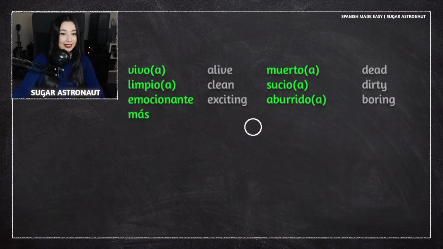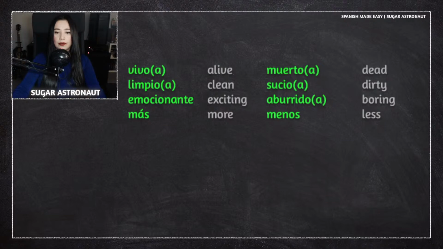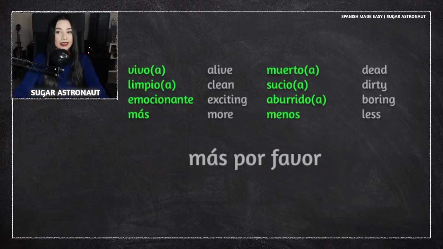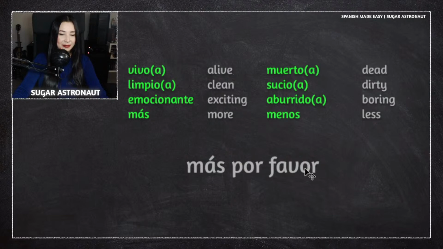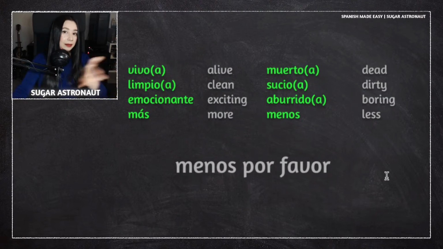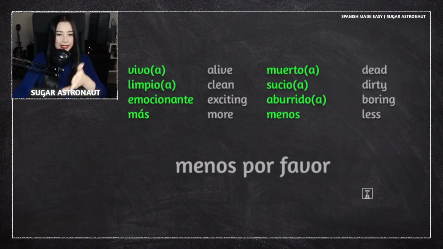Más. Más means more. What's the opposite? Menos. That means less. Más, menos. So if you say to someone, más, por favor, that means more, please. If you are eating something and the person is saying, would you like more? ¿Te gustaría más? You can say más, por favor, or just sí, right? But más, por favor means more, please. Or menos, that means less, please. Menos, por favor, less, please.